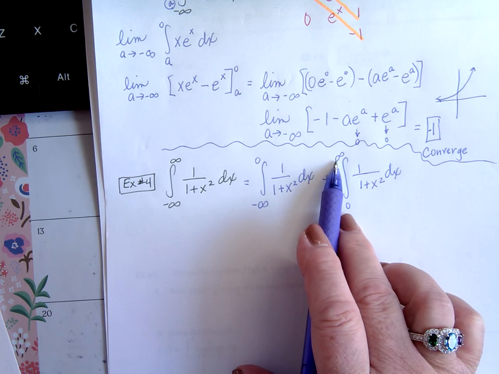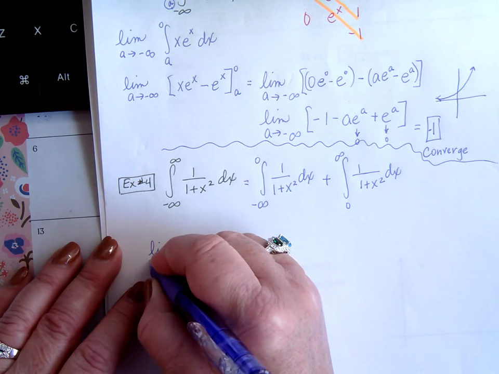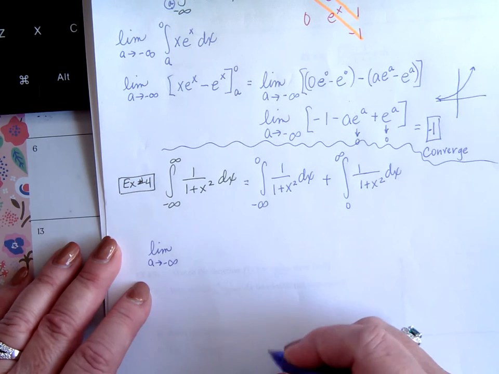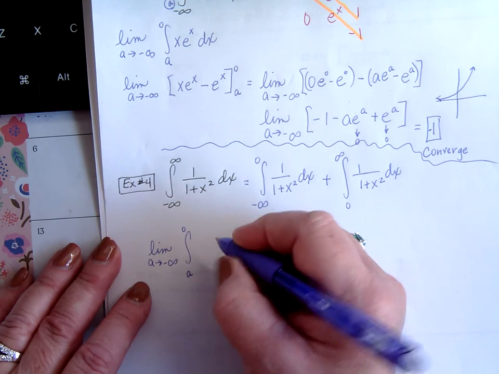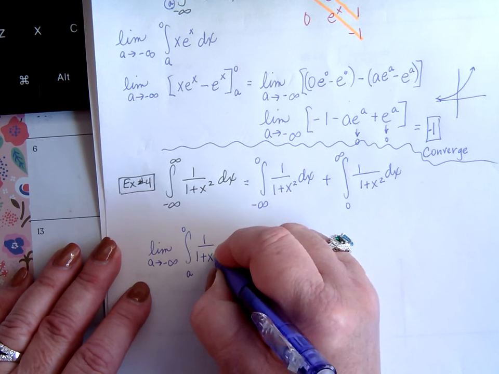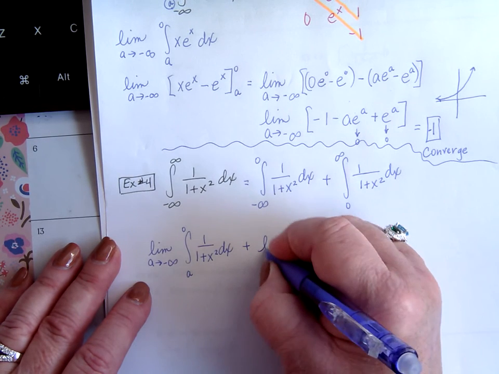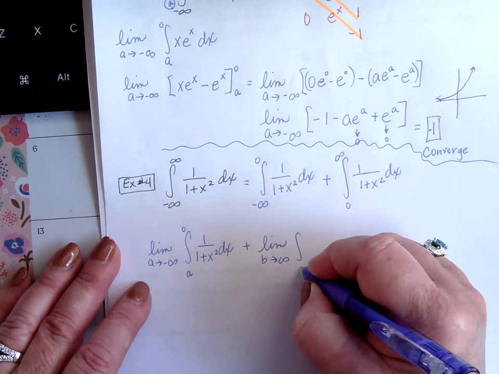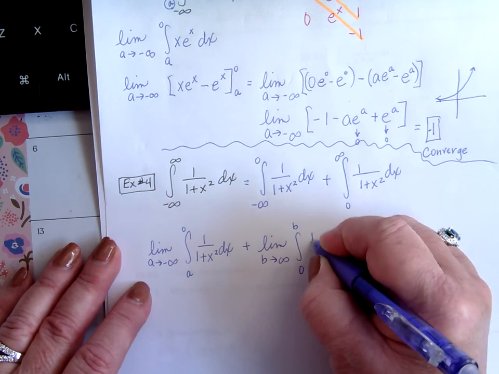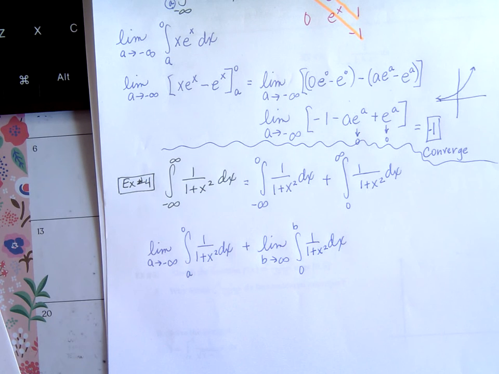Okay, so my first limit, if I put it over here, limit number 1 is when a goes to negative infinity of the integral from a to 0 of my function. And I'm adding that with the limit as b approaches infinity for the integral going from 0 to b of my function. You're going to stop me if you get stuck on the way where we're going.